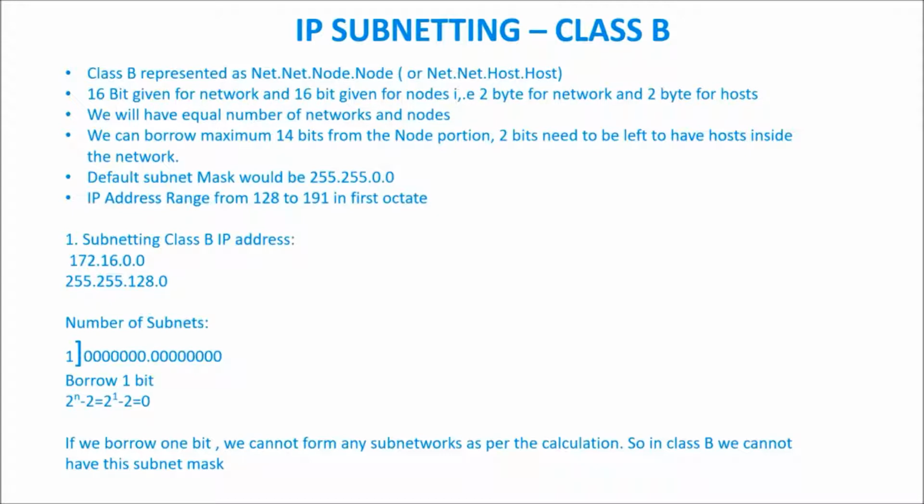If you take class B, it is represented as net net node node. So two portions are the network address and two portions are the host address, 16 bits for the network portion and 16 bits for nodes. Minimum 2 bits we have to leave for hosts so that we can form a number of hosts inside the network. We have seen 2 power n minus 2, so more than that we have to have, otherwise we cannot add more machines. So 2 power 2 is 4, 4 minus 2 is 2, so we'll have two hosts minimum, right?